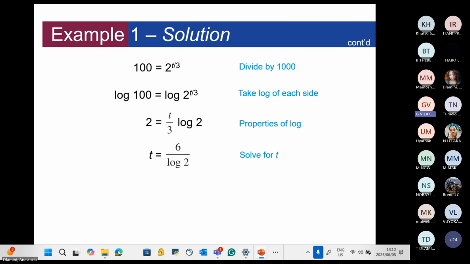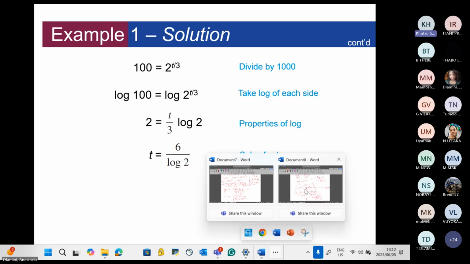No, the log of 10, and the common log is base 10. So log of 10 is 1. Yes, thank you very much. Did you hear that? Yes. So log of 10 is 1. Alright.